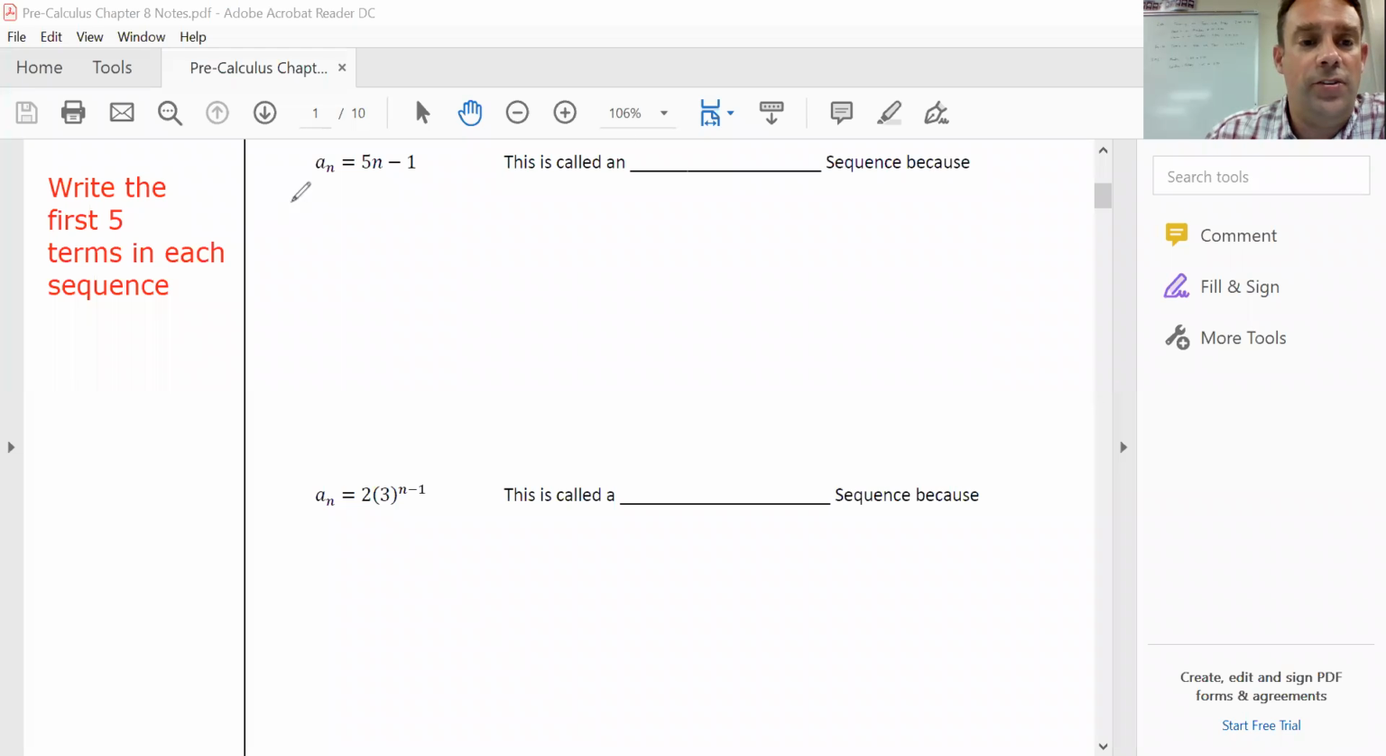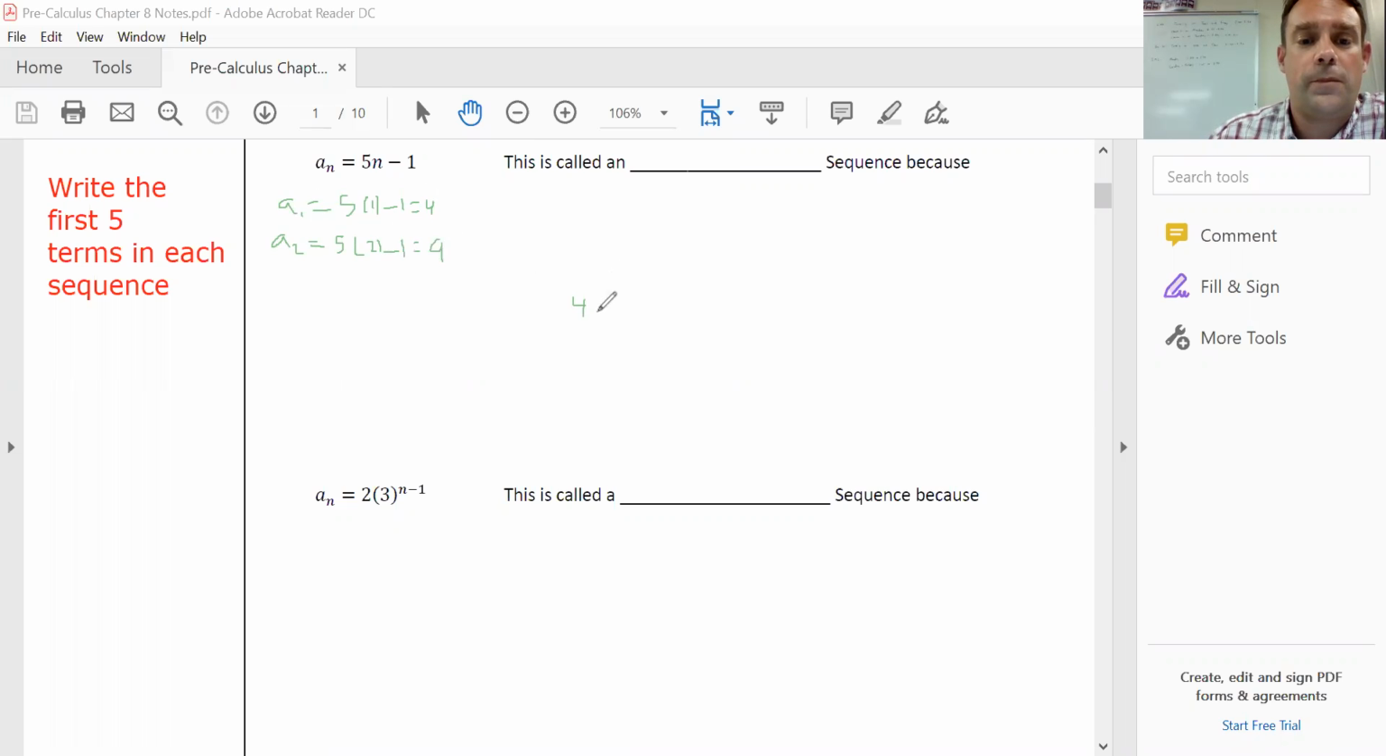All right, let's see how you did here. So the first term, you just plug 1 in for n. 5 times 1 minus 1, that would be 4. So our first term is going to be 4. Our second term, 5 times 2 minus 1, sorry, that would be 9.